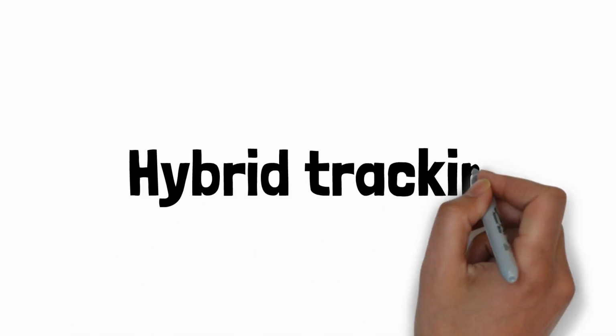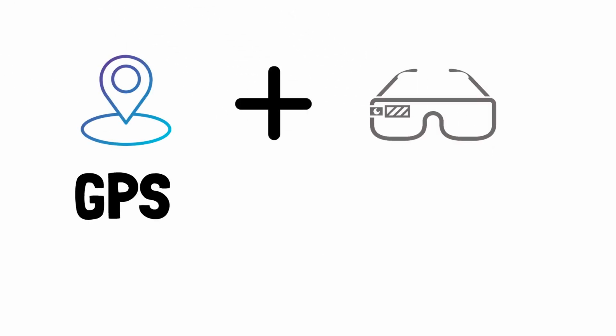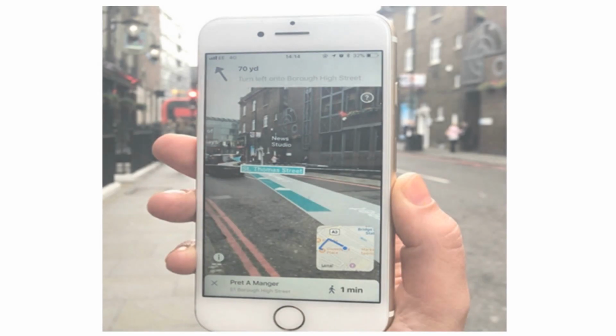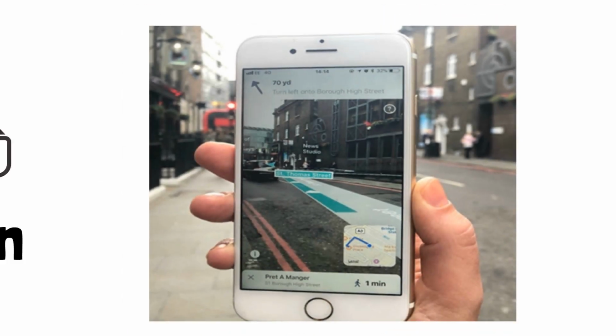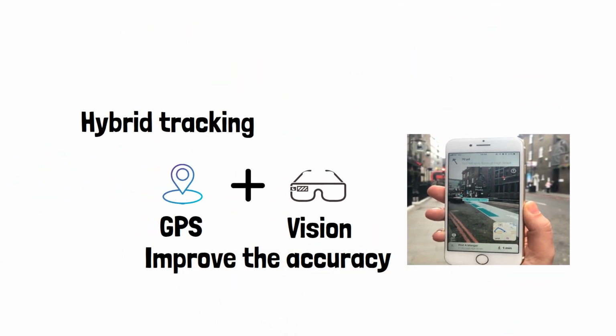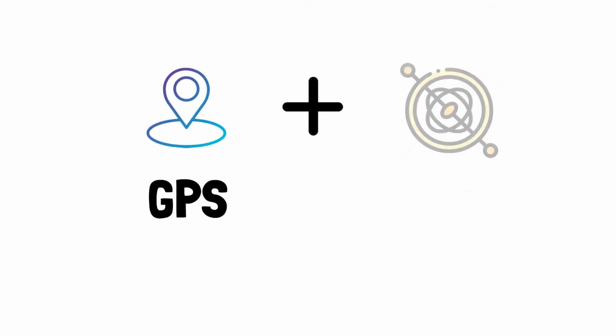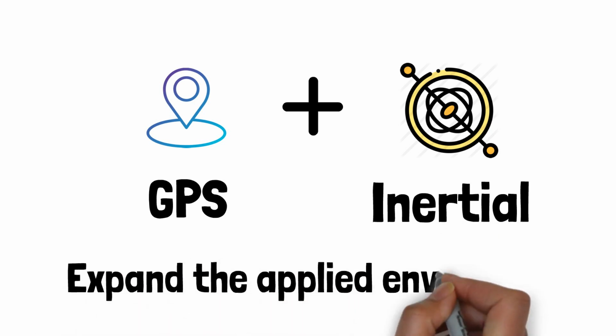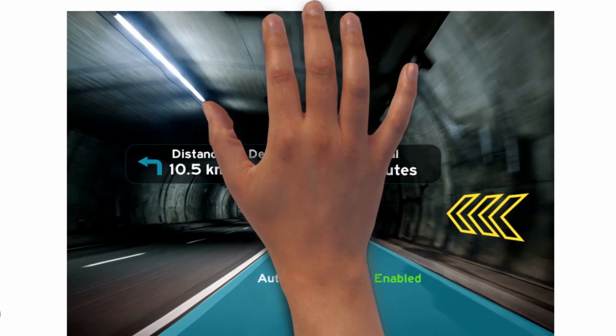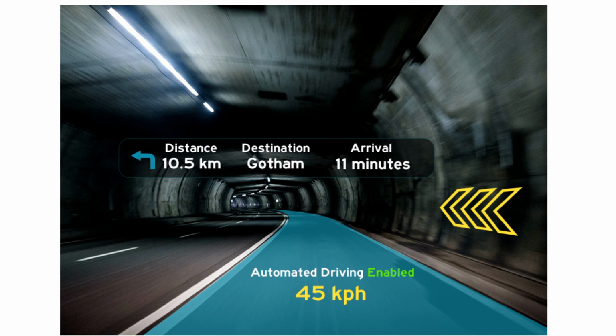There are many hybrid tracking systems, and we just introduced two of them. The GPS can be combined with vision tracking. It can improve the accuracy as the features of the real objects can be distinguished by computer vision. And if the GPS combines with the inertial tracking system, it can expand the AR use range. For example, the AR can still work in a tunnel under this hybrid tracking system.